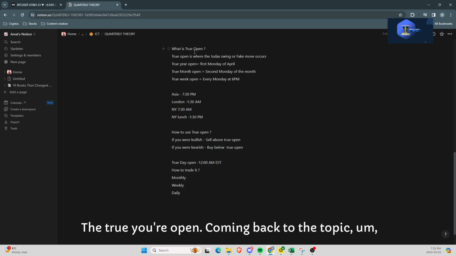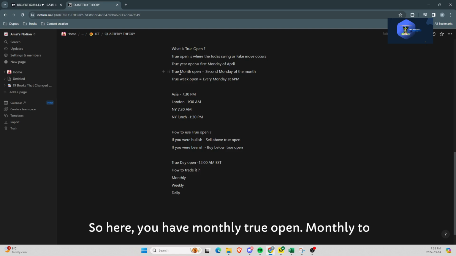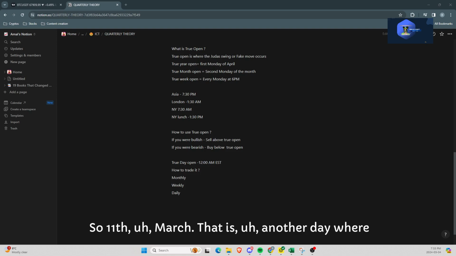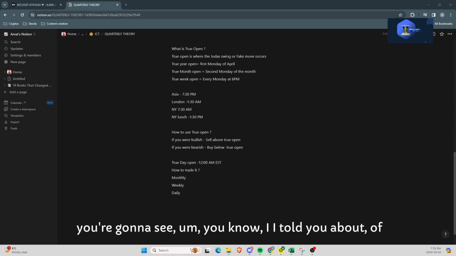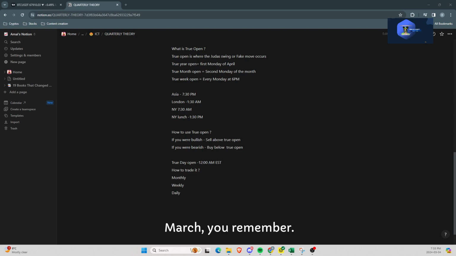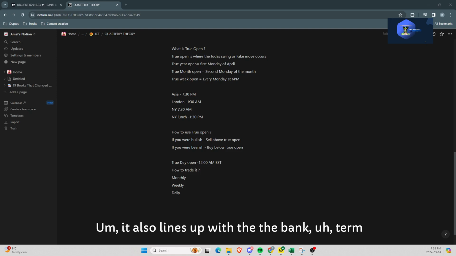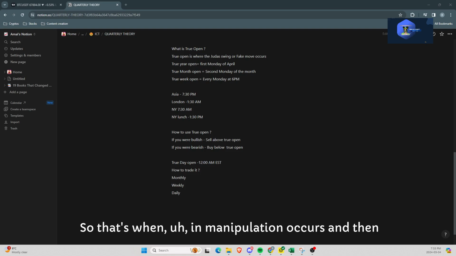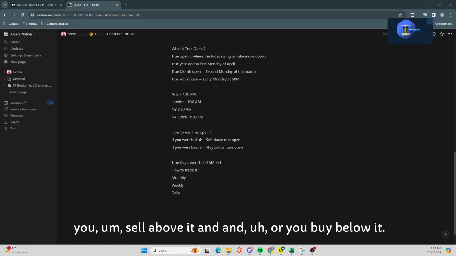Coming back to the topic, what is true open? Here you have the monthly true open. The monthly true open is the second Monday of the month. That is next Monday, the 11th of March. That is another day I told you about, remember? It also lines up with the Bank Term Funding Program expiry. That's when a manipulation occurs, and then you sell above it, or you buy below it.